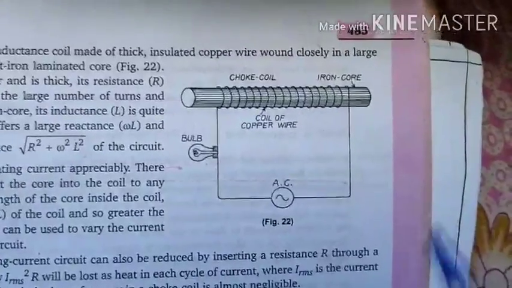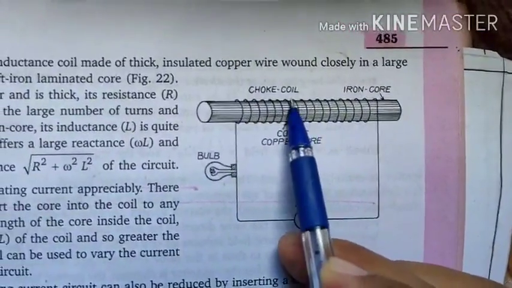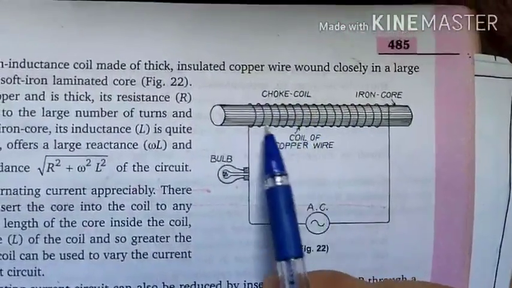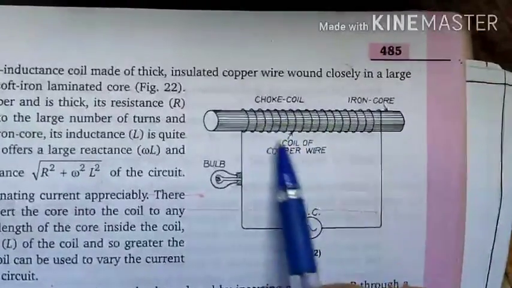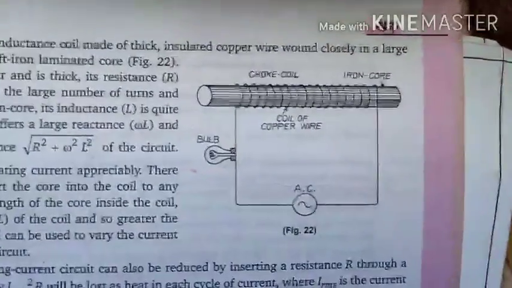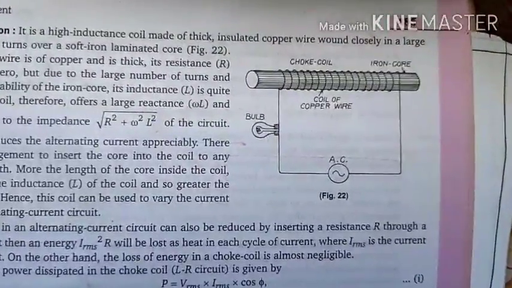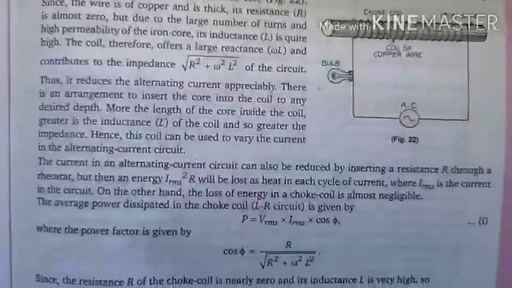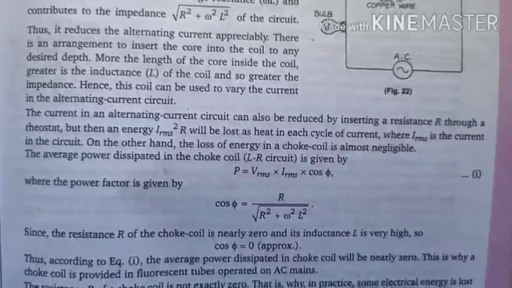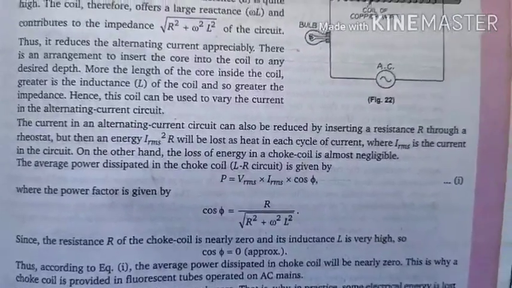If you put it half, then only that part will contribute to the impedance. If you put it fully, then the whole inductance will contribute to the impedance. This way we can change the value of impedance, and accordingly we can change the value of alternating current. The current in an alternating circuit may also be reduced by inserting a resistance.